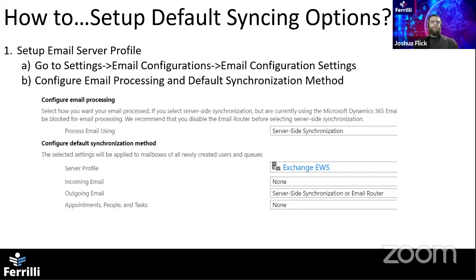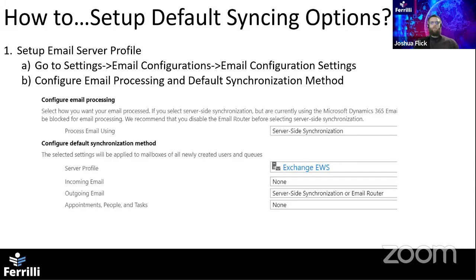Basically, I recommend setting all 3 of those bottom dropdowns to none, except for the outgoing email, as you can see here. That one I would go ahead and set to server-side synchronization or email router option. The reason for this is as long as the user's email or mailboxes are approved for email, they can send email out of the system, but they're not going to automatically be tracking anything back in. If you have specific users who you want to offer that functionality to so that their emails can be tracked back in, such as recruiters, you can actually go and change these options directly on that person's mailbox.